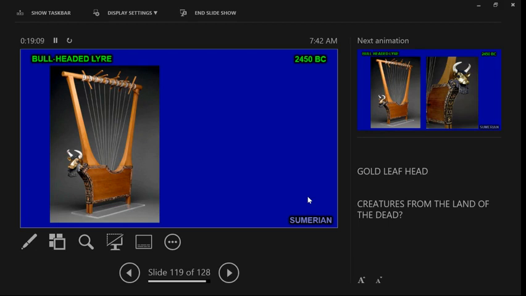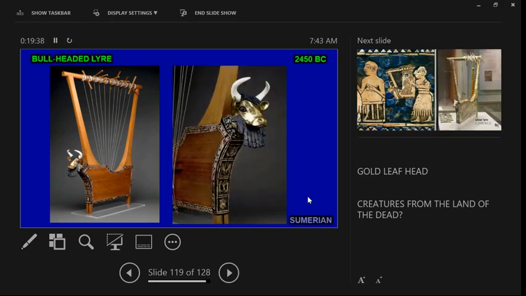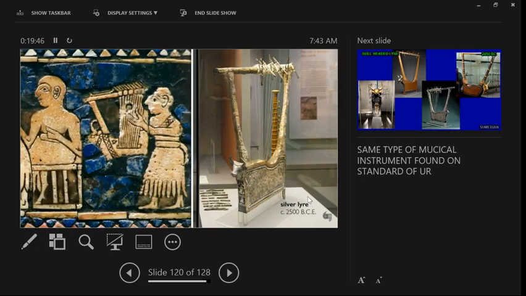The bull's head is gold leaf. And it is this part that is the original of this lyre. The rest of it is reconstructed. What kind of animal is this? Oh, yeah, it says in the title. Yeah, bull. But notice the beard, right? Why does the bull have a beard?